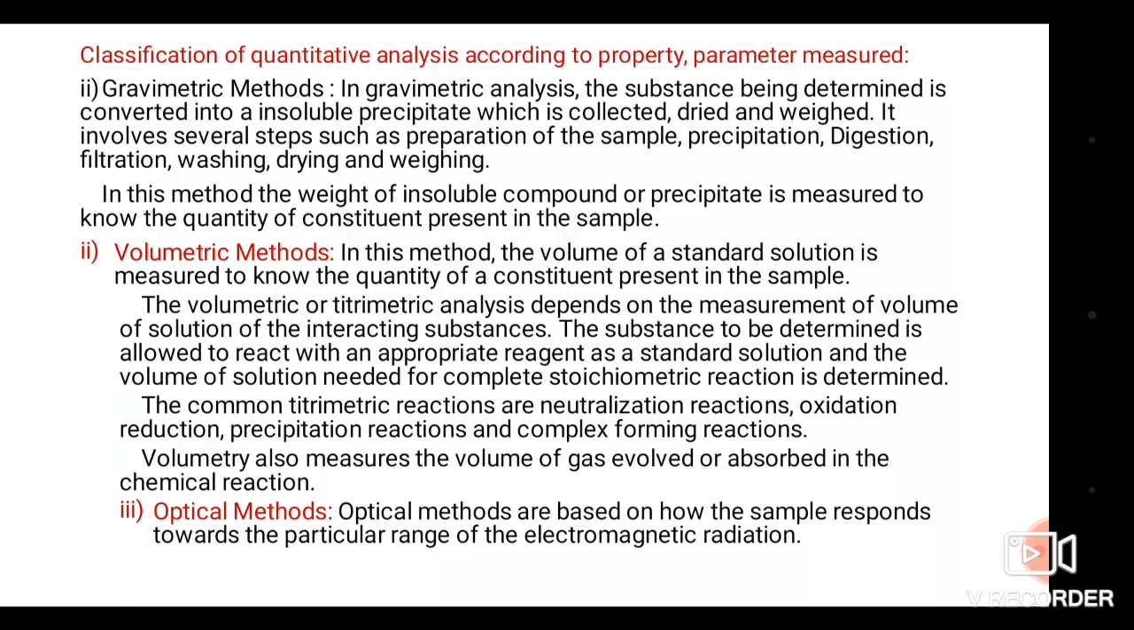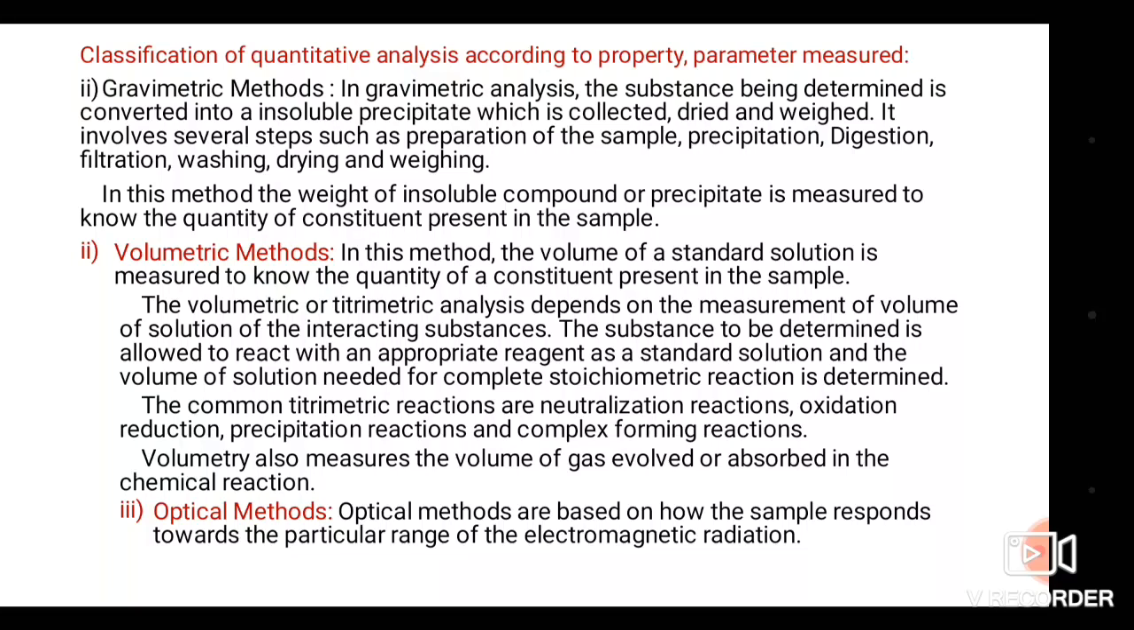In this method, the volume of the standard solution is measured to know the quantity of the constituent present in the sample. Volumetric, or titrimetric, analysis depends on the measurement of the volume of the solution of the interacting substances. In this method, we measure the volume of the given substance. The substance to be determined is allowed to react with the appropriate reagent as a standard solution, and the volume of solution needed for complete stoichiometric reaction is determined. Simply, that is the titration method.